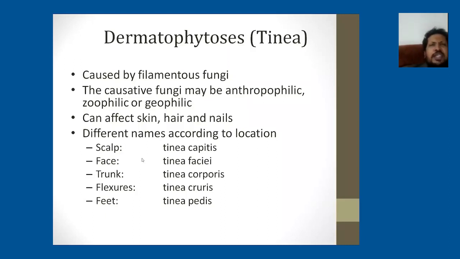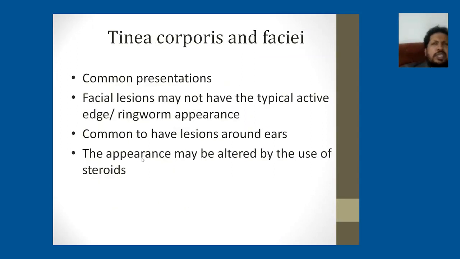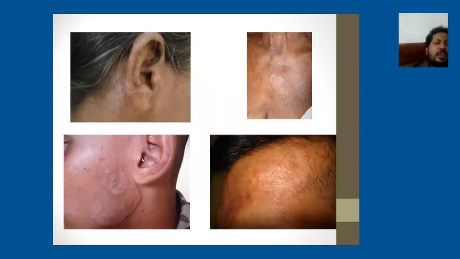And depending on the site of tinea involvement, we give it different names, right? So tinea can affect the skin and the nails. Tinea is often altered by steroid abuse. People give combination creams with steroids, antifungals, antibiotics, so it becomes very complicated to diagnose. But typically, it presents with an annular edge, and it can involve the face and the earlobe.